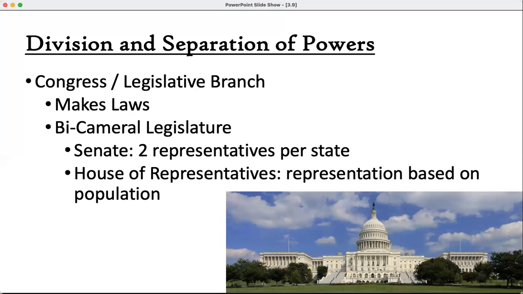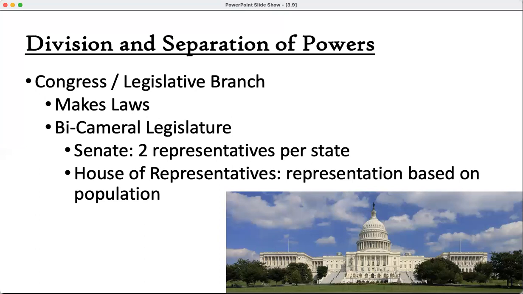Every state has 2 senators. So that means how many senators are there? 100. 50 states, every state gets 2 senators, 100 senators, full stop. Now, the House has 435 representatives. They solidified that number in the 20th century. And every 10 years with the census, they redistribute the representatives based off state population.